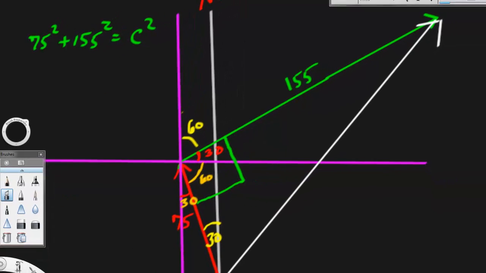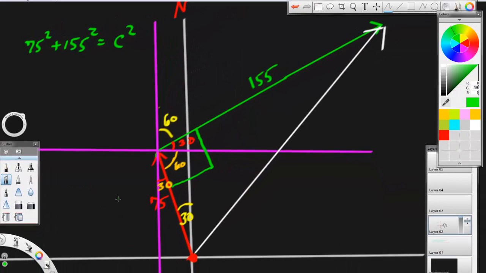Okay, just making sure I'm recording. Yes, we're good. Okay, so we've done this, and what this simplifies to for c squared is 29,650, which, if we square root that, is about 172.2. So this line right here is 172.2 kilometers. But we need a magnitude and direction.